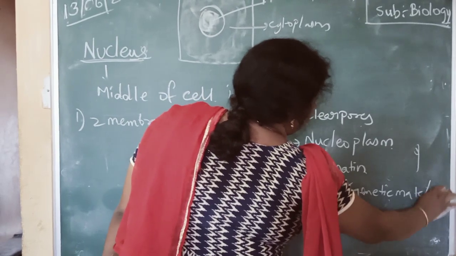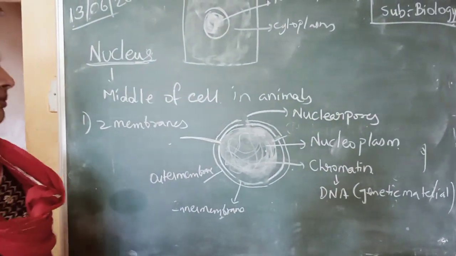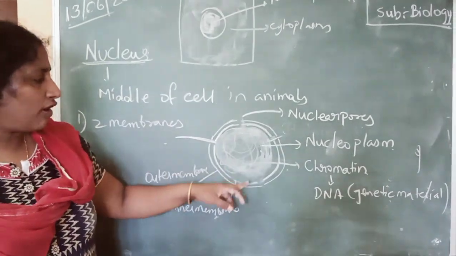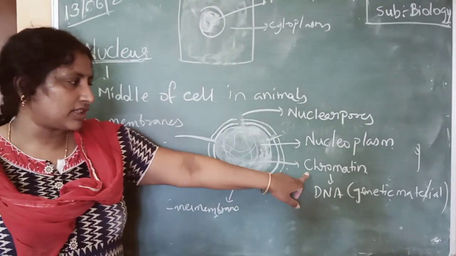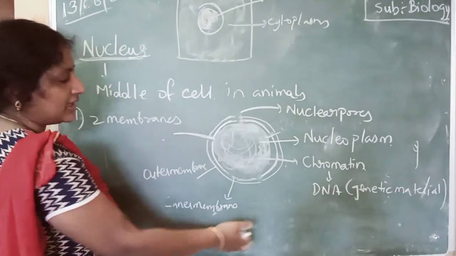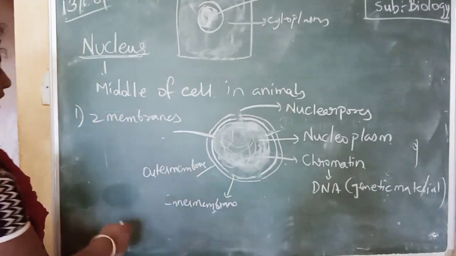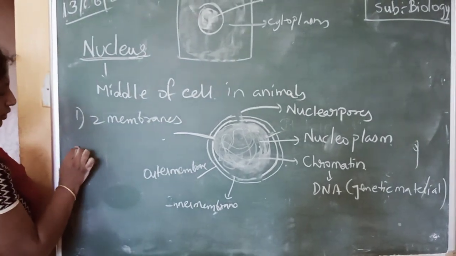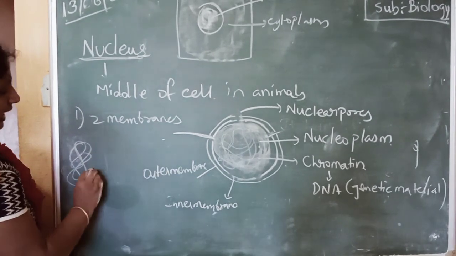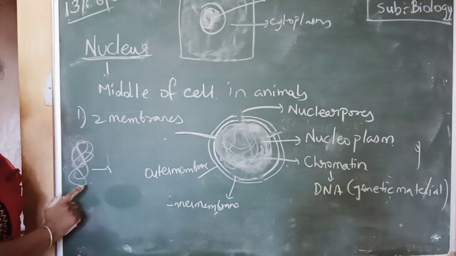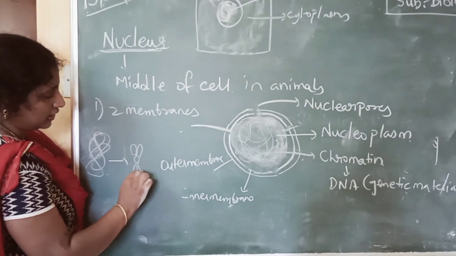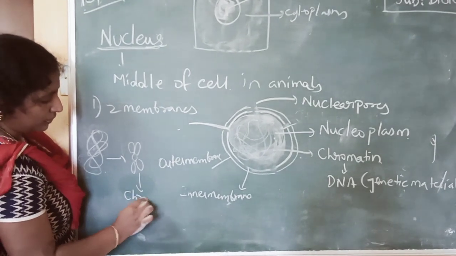When the cell is in the resting stage, the genetic material or DNA will be in the form of a thread-like structure called chromatin. If the cell wants to divide, meaning from this cell you will get new cells, then the chromatin is reduced into chromosomes like this.